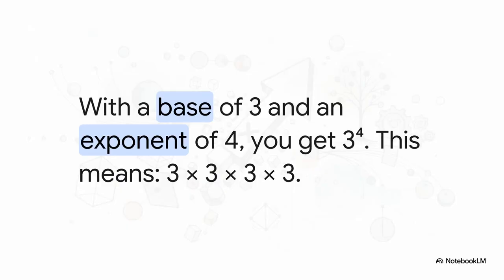So here's a perfect example of how they team up. When you see 3 to the 4th power, your brain might want to jump to 3 times 4. But nope, that's not it. It means you take the base, which is 3, and you use it as a factor 4 times. So 3 times 3 times 3 times 3.